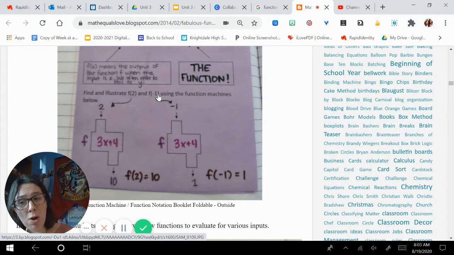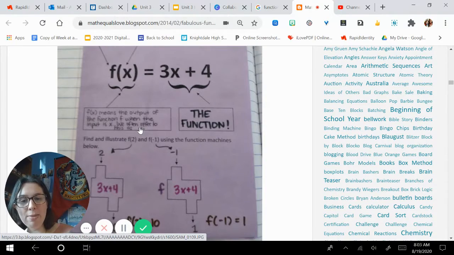So let's try -1. Same function. I'm going to plug -1 in my machine. That's the x value. 3 times -1 is -3. Plus 4 comes out to 1. So f of -1 equals 1. Or when x is -1, y equals 1. Because remember, f of x is the same thing as y. So that is how functions can be thought of as a machine.